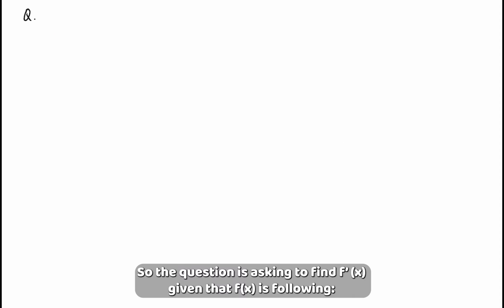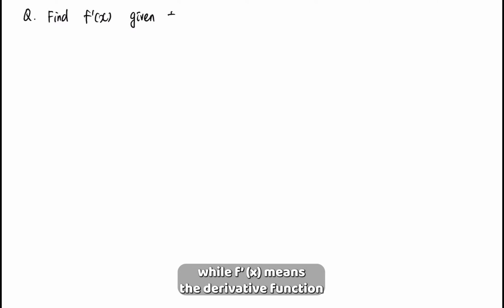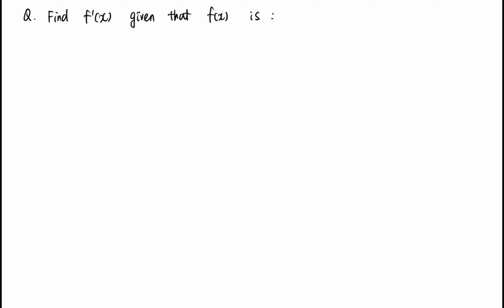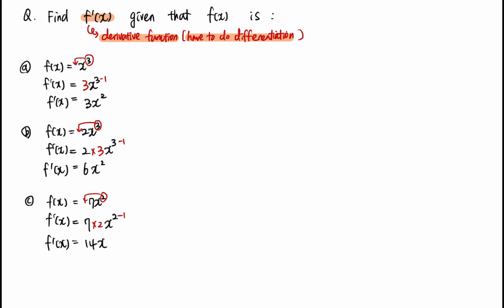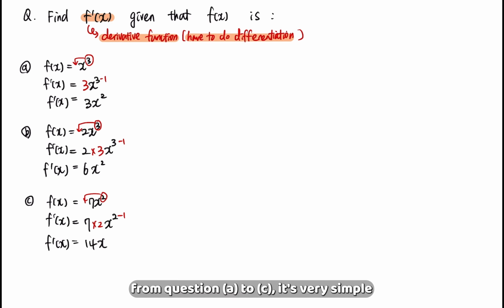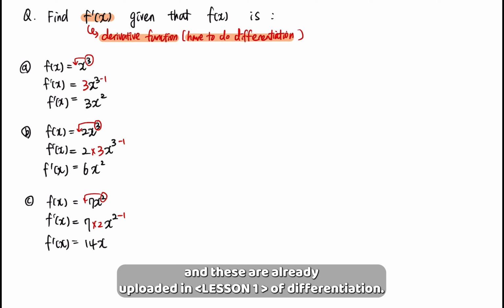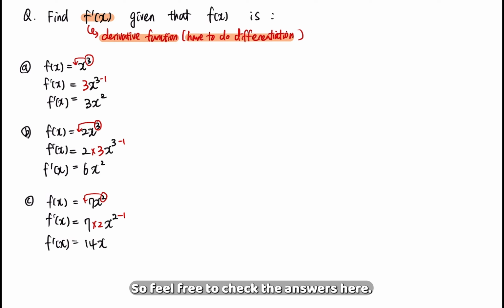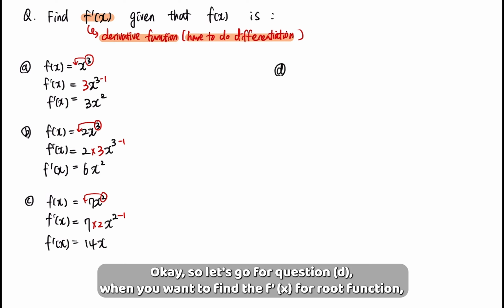So the question is asking to find f prime x, given that f(x) is the following, while f prime x means the derivative function. From question A to C, it's very simple and is already uploaded in lesson 1 of differentiation, so feel free to check the answers here. Okay, so let's go for question D.